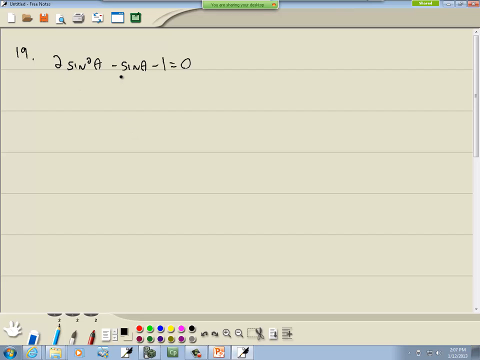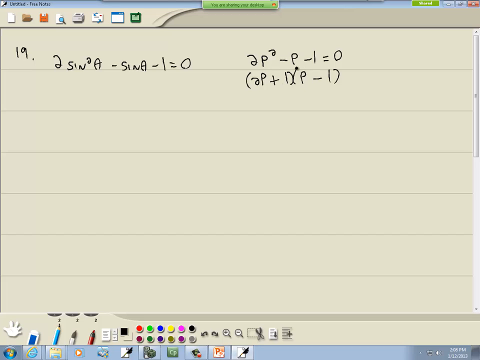Well, this one can factor. Now, some people have trouble with these. If you have trouble with these, go over here on the side and replace your trig function with just a variable of some sort. So I'll put p in for sine. So this would be 2p squared minus p minus 1 equal to 0. And then factor this. This factors as 2p, p, 1, 1, minus, plus.